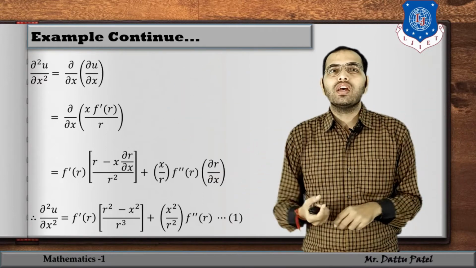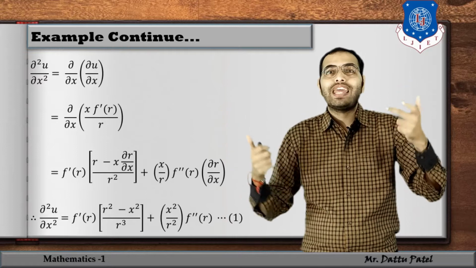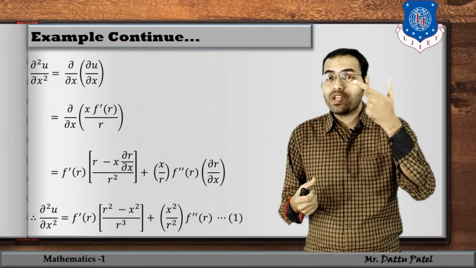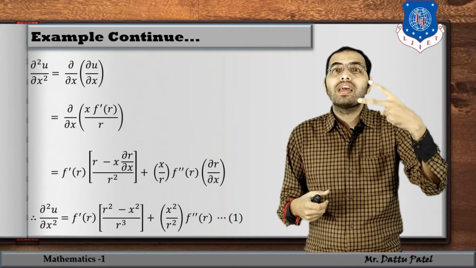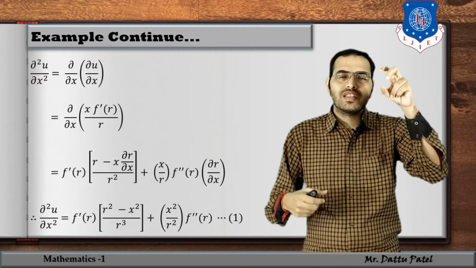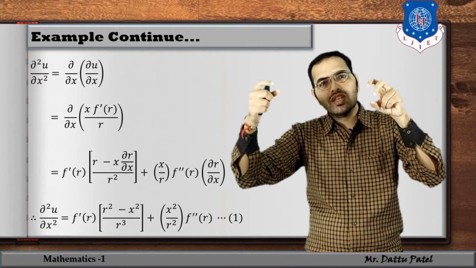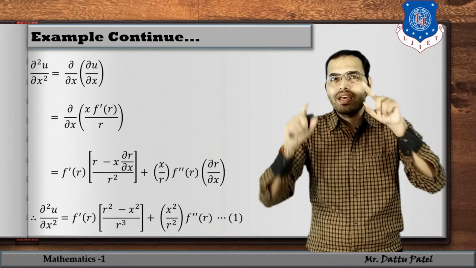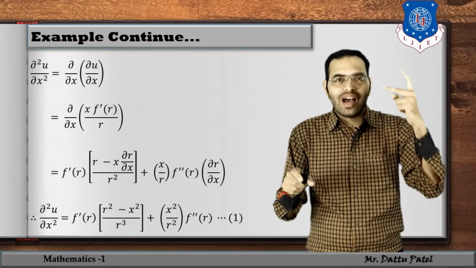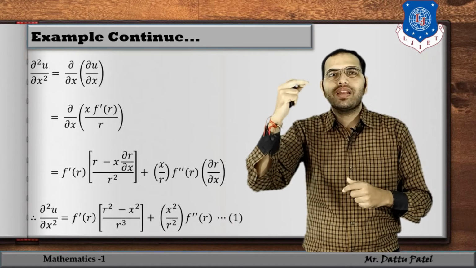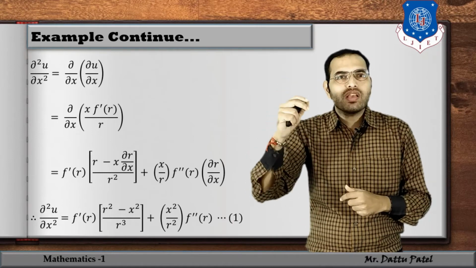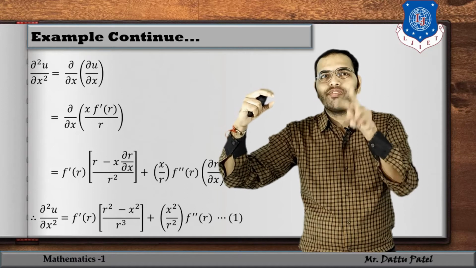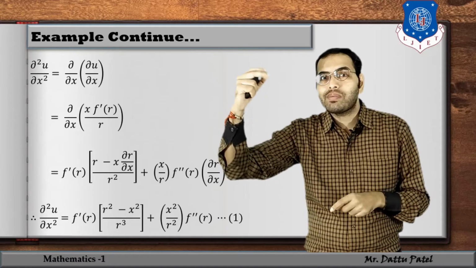Here f'(r) as it is times the derivative of x/r, and for the derivative of x/r we apply the quotient rule: v as it is times derivative of u minus u as it is times derivative of v, divided by v squared. That becomes f'(r) [(r − x ∂r/∂x)/r²] plus x/r as it is times the derivative of f'(r), that is f''(r) × ∂r/∂x.